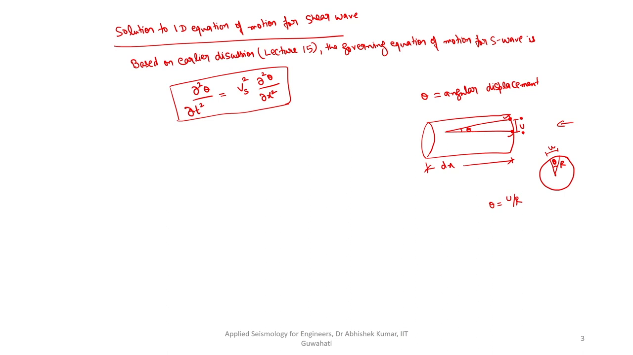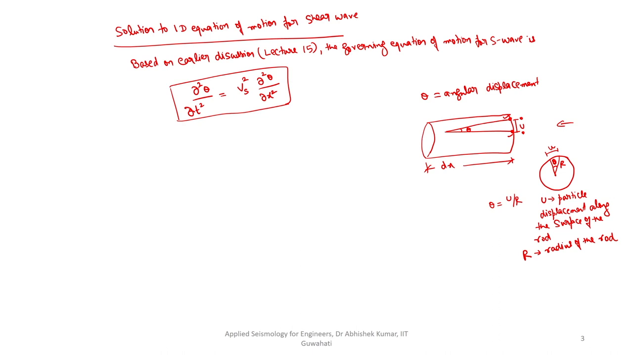So you can approximate over here, where u is particle displacement along the circumference or along the surface of the rod, r is the radius of the rod, and theta is angular displacement, which is already told over here.